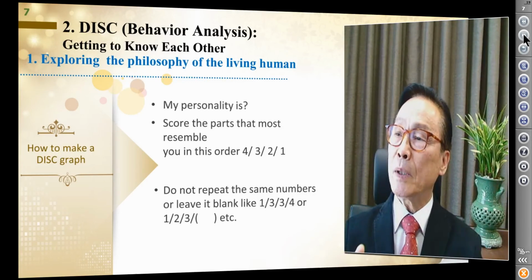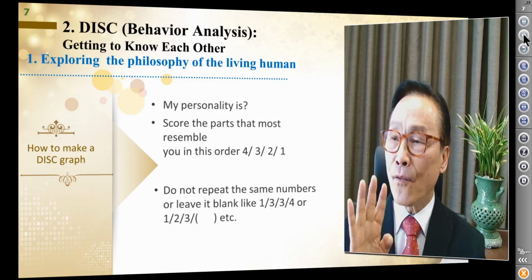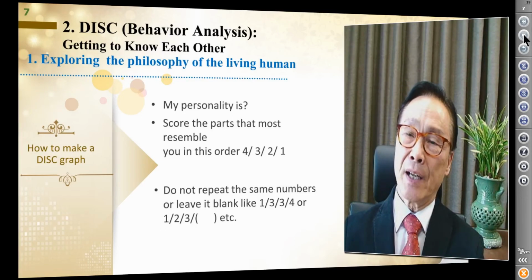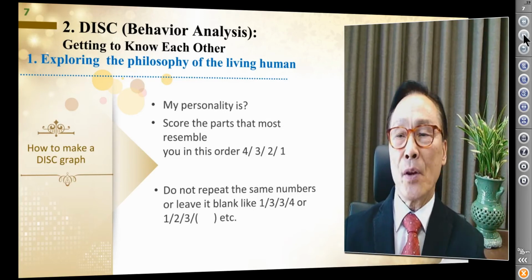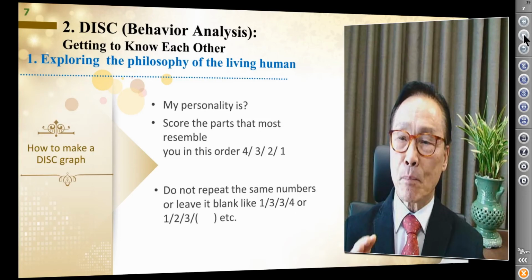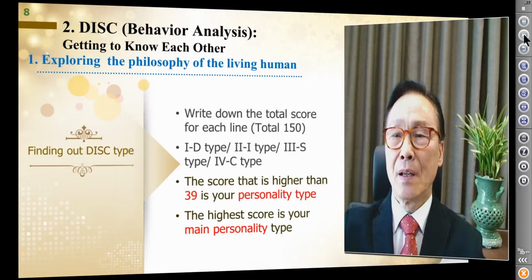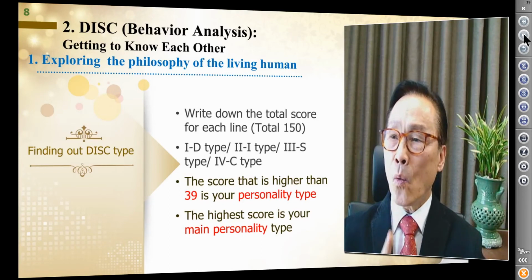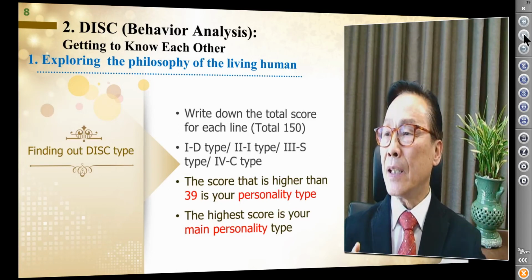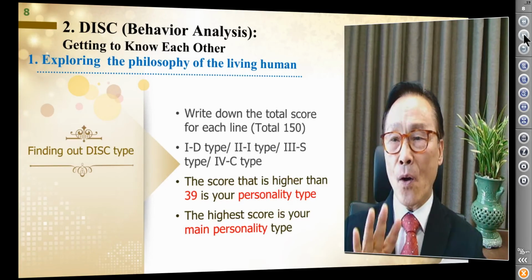The score needs to be written out under each respective column using the following format: 4, 3, 2, 1. The score should be described like 3, 2, 1, 4, for example, not using the same number more than once like 1, 3, 3, 4, or leaving a blank like 1, 2, 3, blank. Write the total score for each line in 1, 2, 3, and 4, total of 150. 1 D-type, 2 I-type, 3 S-type, 4 C-type.